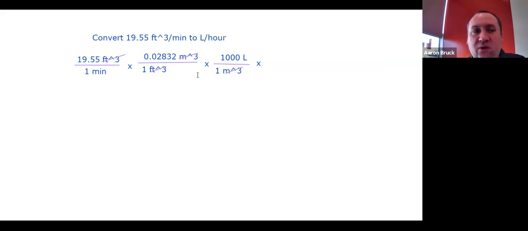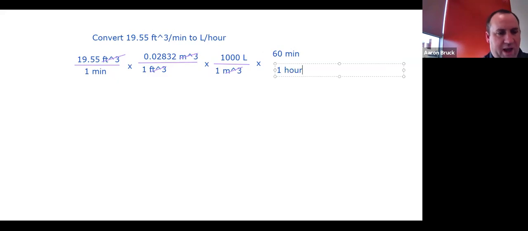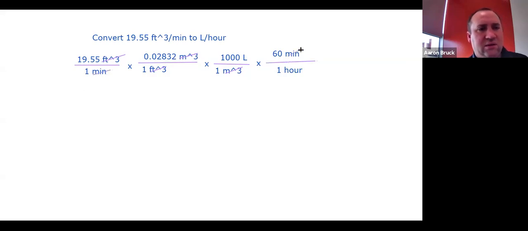What we have to make sure that we do is that we set it up appropriately. Minutes is in the denominator of the fraction we're trying to change. So we need it in the numerator of the conversion to get rid of it. So 60 minutes go in the numerator, 1 hour goes in the denominator, and my minutes cancel. And so I'm left with, in the end here, liters in my numerator, hours in my denominator, which is exactly what I was trying to get in the first place.